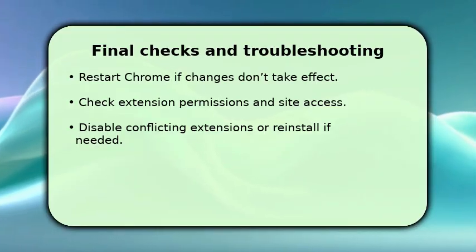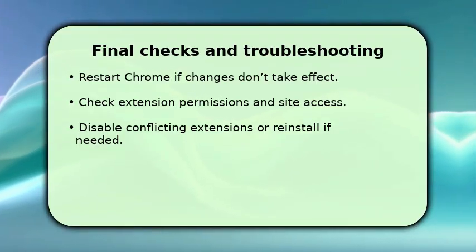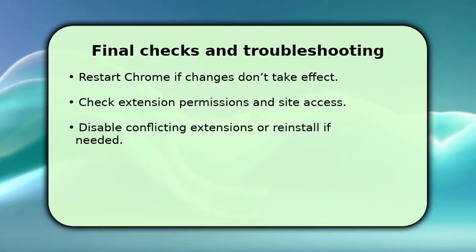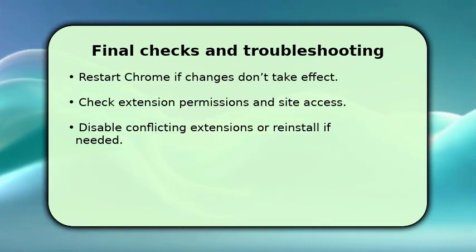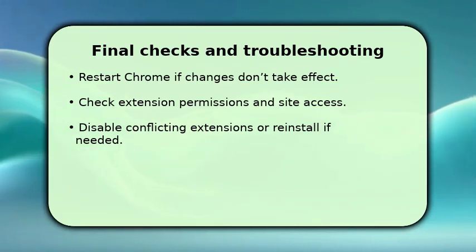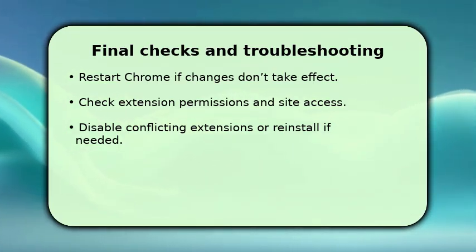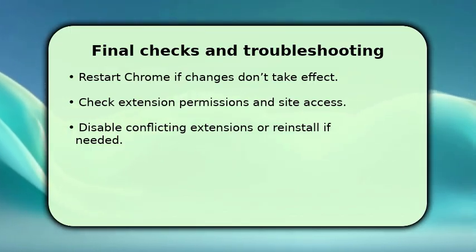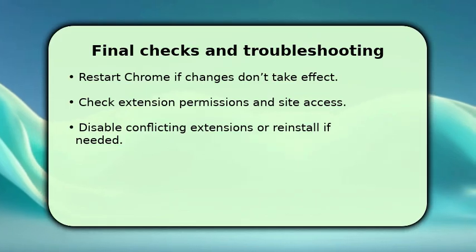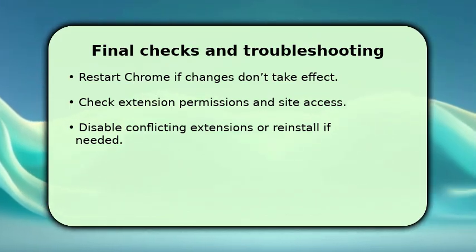If the extension still won't work in Incognito, revisit its details page and verify site access and other permissions, because blocked access prevents operation. As a last step, disable other extensions that might conflict or remove and reinstall the extension to clear corruption. If problems persist, check for updates. Outdated extensions can fail under newer Chrome versions.